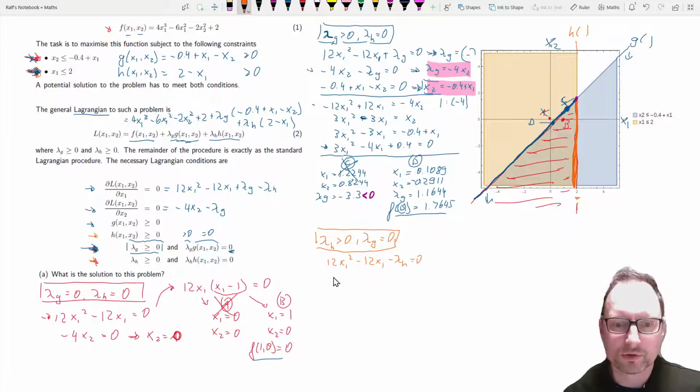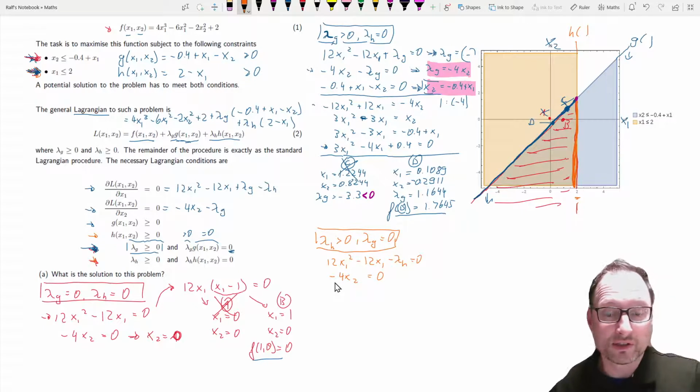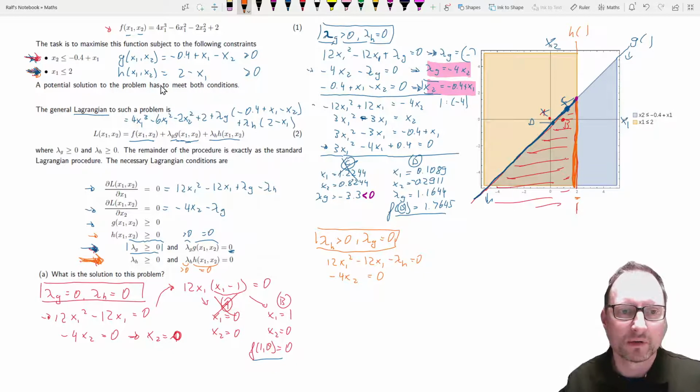And then we also get minus 4x2. There's no lambda H in the second condition, so that's just minus 4x2 is equal to 0, and lambda G is set to 0. So 2 equations, 3 unknowns, x1, x2, and lambda H. We need a third equation. We're going to this complementary slackness condition. If we set lambda H to be larger than 0, then H has to be equal to 0. We go to H. Our constraint is 2 minus x1 is equal to 0.